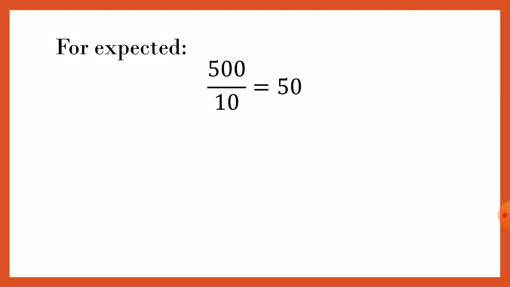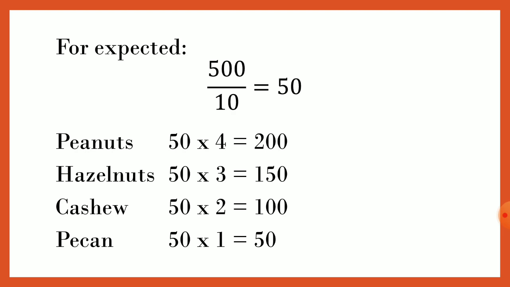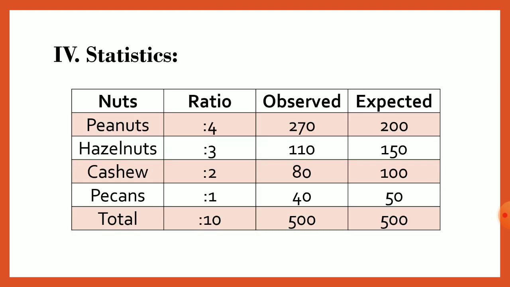Then, let us get the expected for peanuts. So that is 50 times 4. Since 4 is the ratio for peanuts, that is equal to 200. Then for hazelnuts, that is 50 times 3, which is equal to 150. Cashew will be 50 times 2, which is 100. And pecan is 50 times 1, which is equal to 50. So we already have the following data.